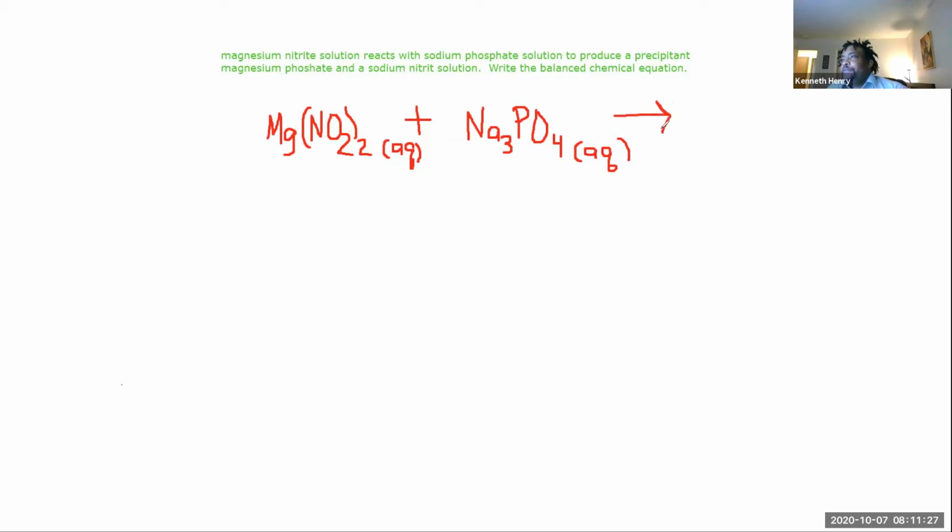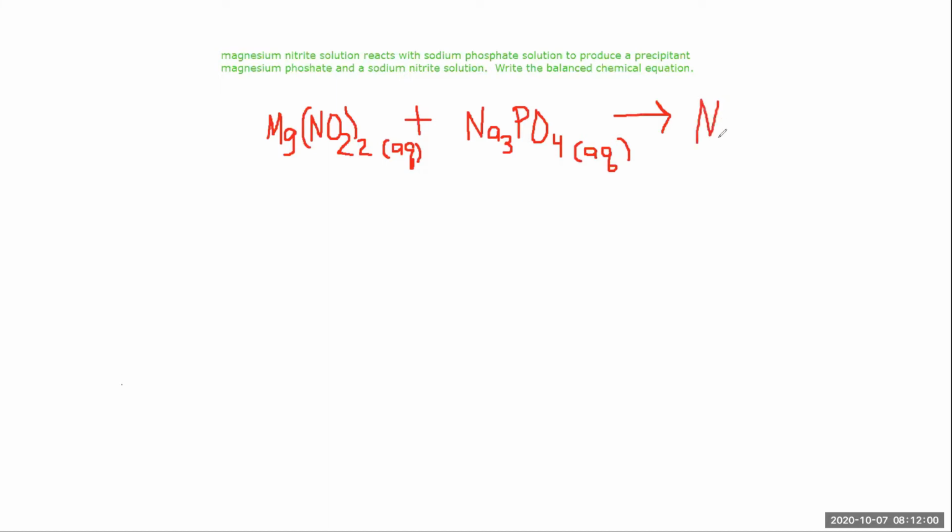Okay, Kayla, what's going to be your product? Magnesium phosphate and sodium nitrate. Okay, so what does magnesium phosphate look like? What is the chemical formula? That is Mg, and you got PO4, and let's see how many. I think 2 PO4s and 3 magnesium.